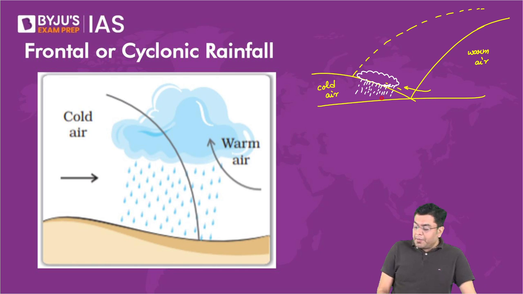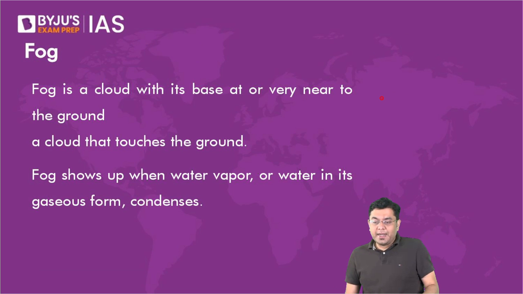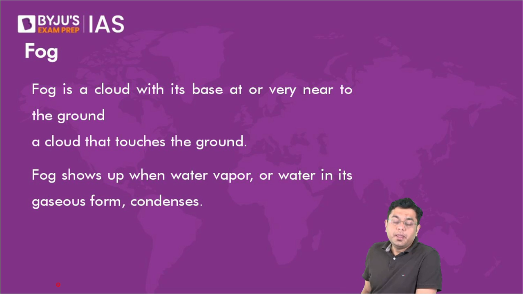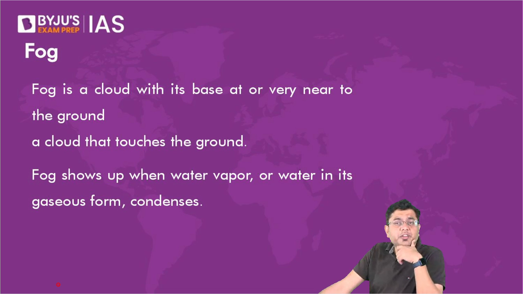Then we come to the portion of fog formation. What do we understand by fog? So, fog is again a kind of condensation, but here the condensation happens closer to the ground surface. The definition of fog is a cloud formation near the ground. But don't go by the definition, just understand it in simple terms. Whenever the air condenses near the ground surface, that is what we experience as fog.